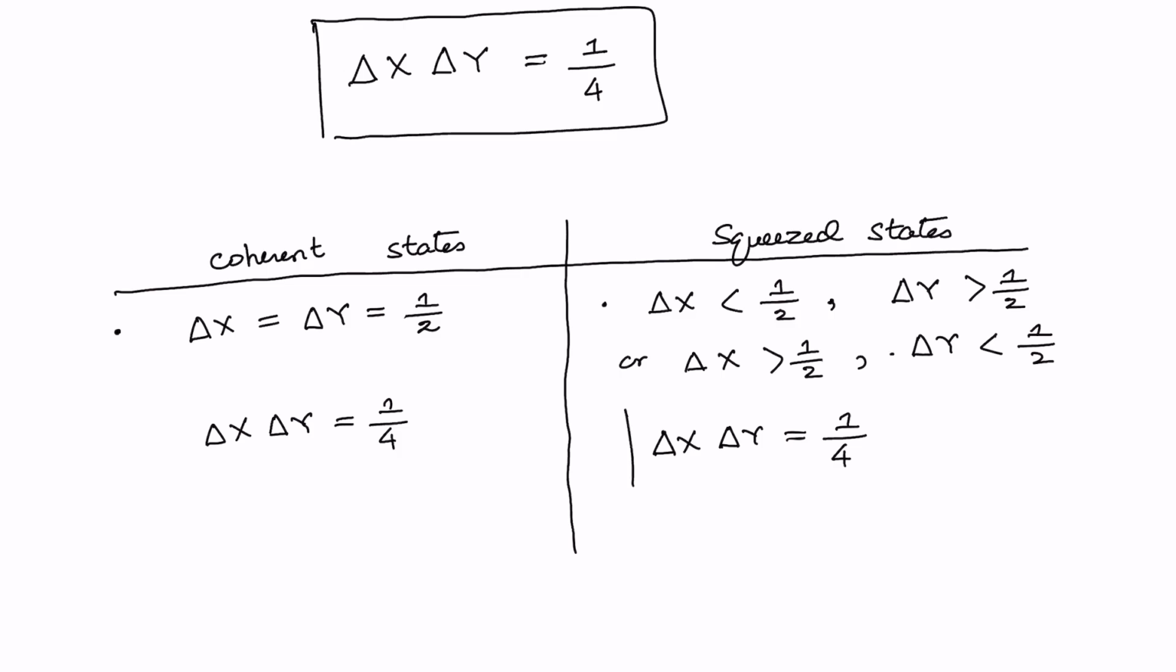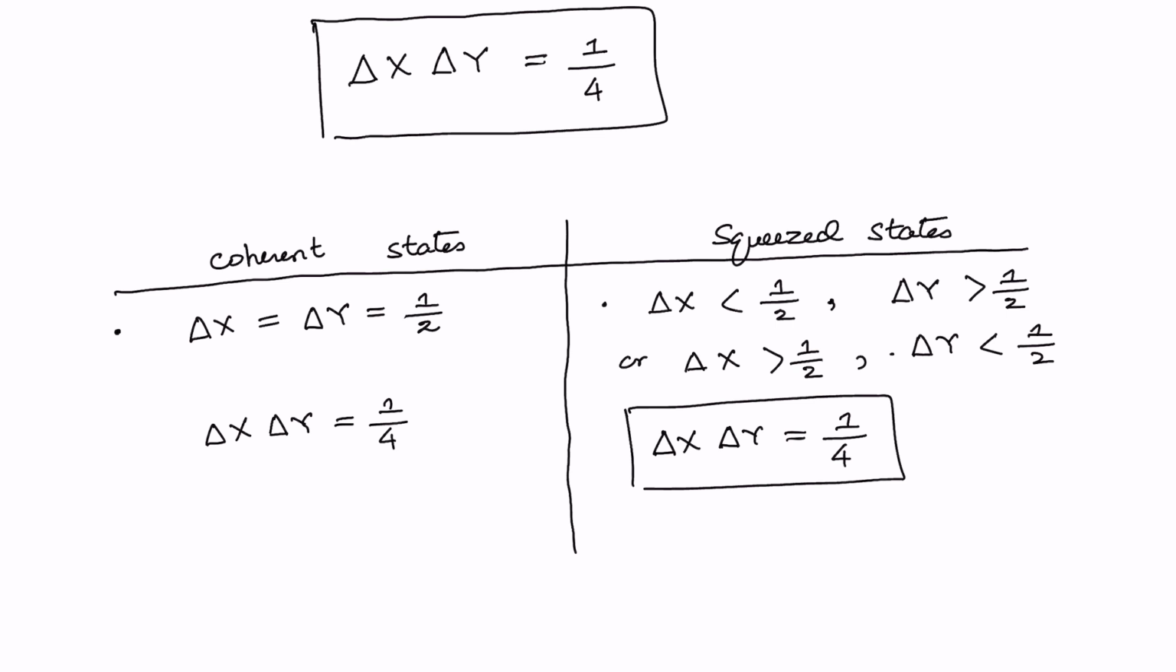However, the product is still going to remain the same. Minimum uncertainty product is maintained. This is the reason why coherent states and squeezed states are known as Gaussian states, because a Gaussian state has the minimum uncertainty. The product of the uncertainties is minimum for the Gaussian states.